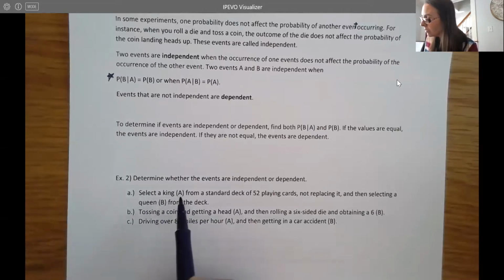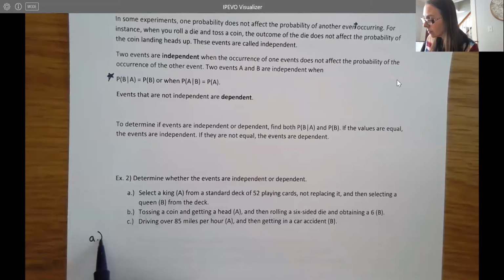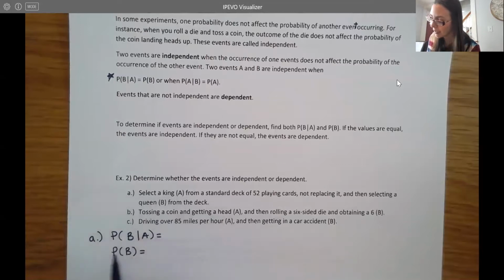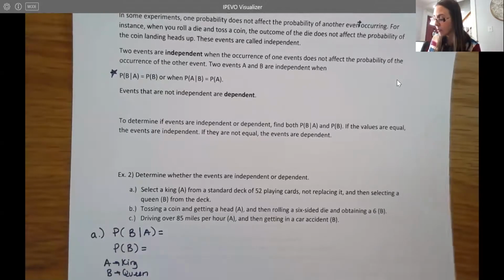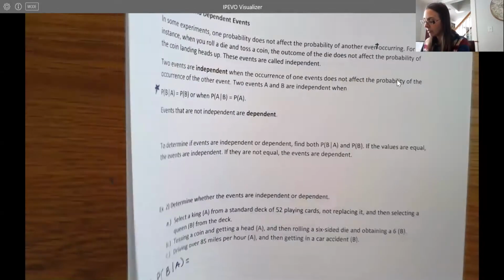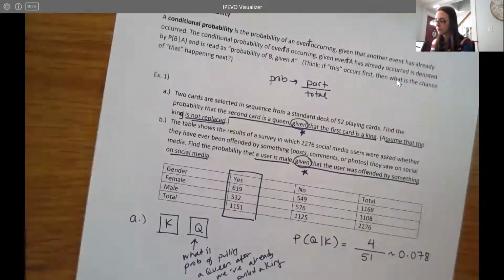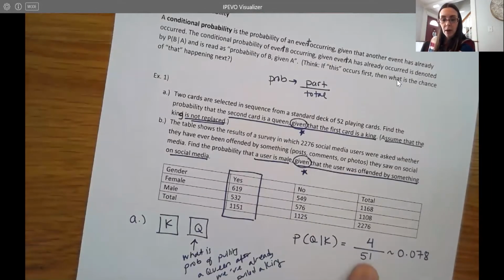So we're trying to figure out the probability of B, given that A has already occurred. And then we're going to compare that with just the probability of B. Now remember, I'm using B and A like in your book, but A was selecting the king and B refers to selecting the queen. We already saw from the previous example that the probability of B given A was 4 out of 51, right? Because when we pull that king and don't replace it, we're down one card. So it's 4 out of 51.